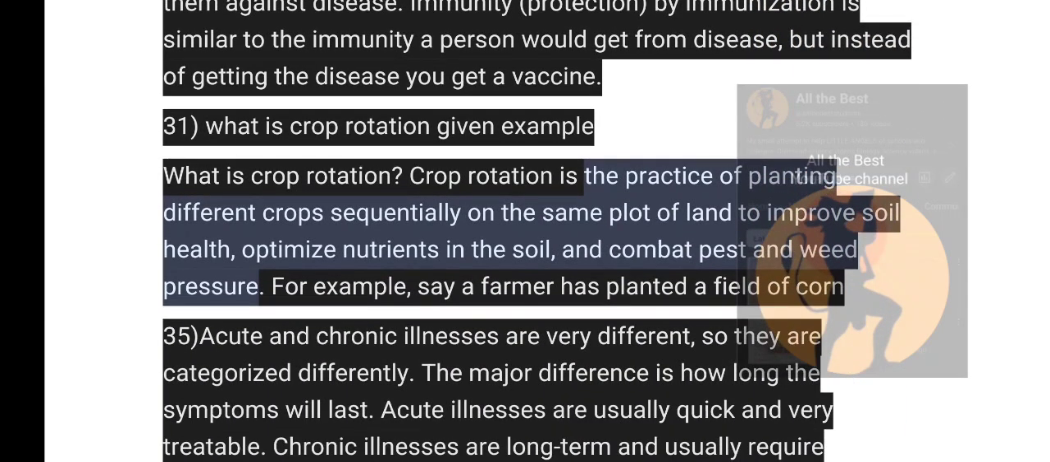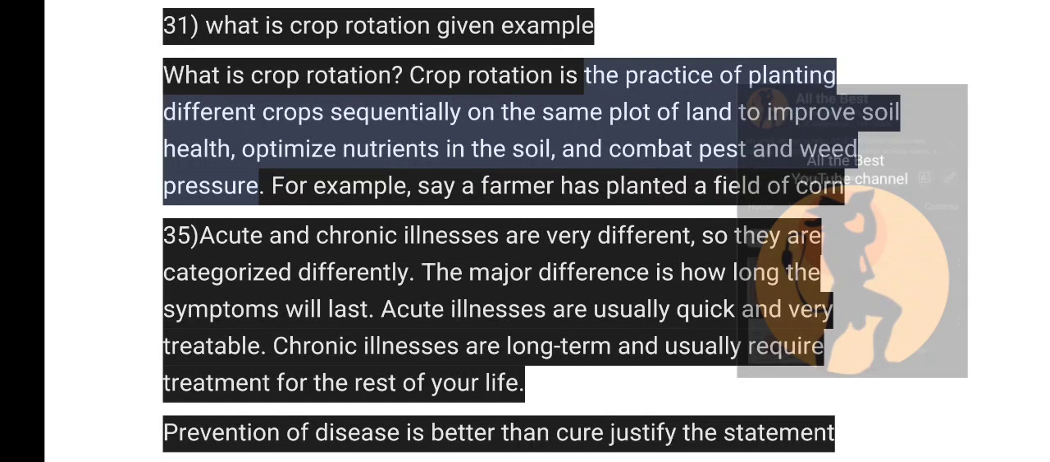So what is crop rotation? Give example. See, crop rotation is the practice of planting different crops sequentially on the same plot of land to improve soil health, so optimize nutrients in the soil. See, the consumption of the nutrients will be limited, and it will also combat pest and weed pressure.